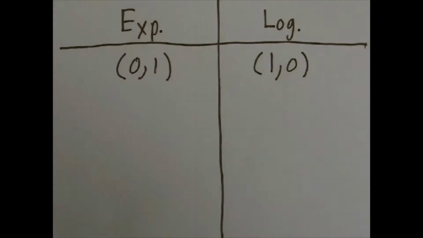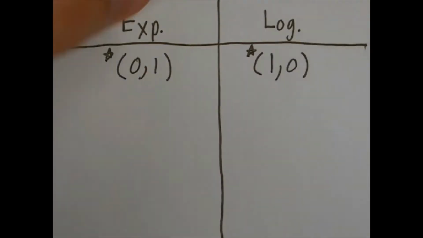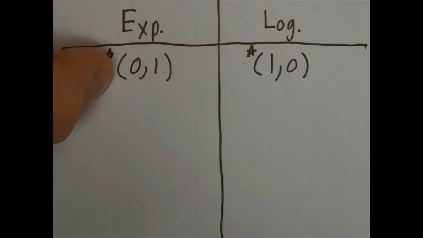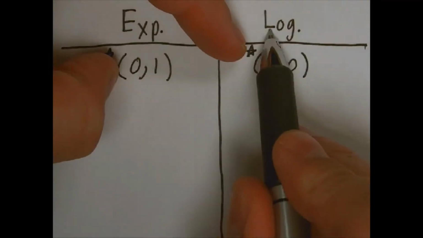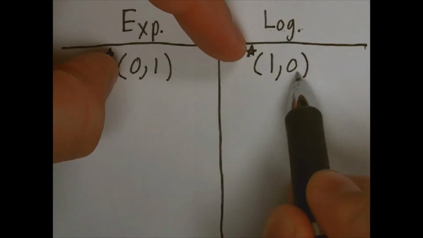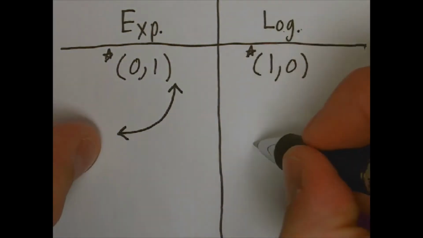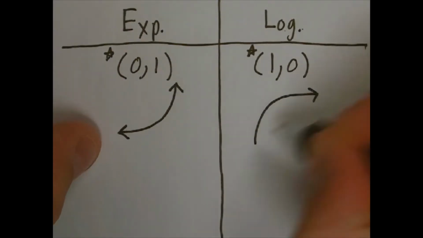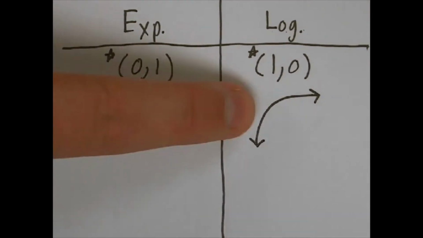Now, star these because every time you know it's an exponential equation, we're going to start at 0, 1. Every time it's a log equation, we're going to start at 1, 0. And here's something cool too. LOG, LO looks like 1, 0. Exponential growth functions will look like this. Log functions will be flipped over that y equals x line and look like this. So exponential shape, log shape.